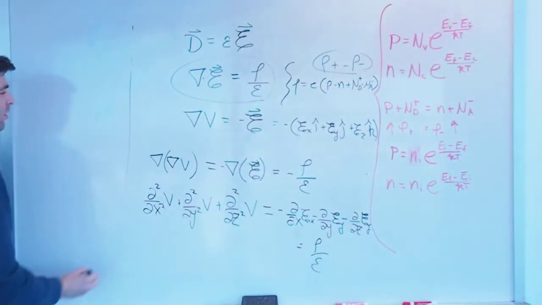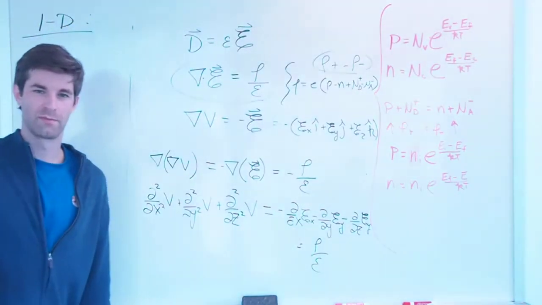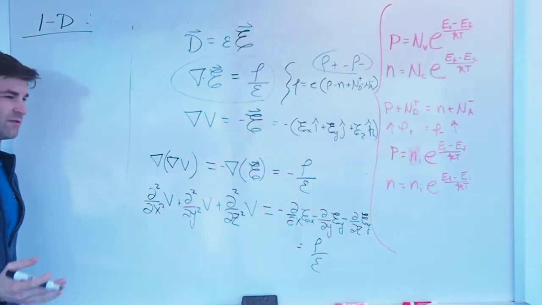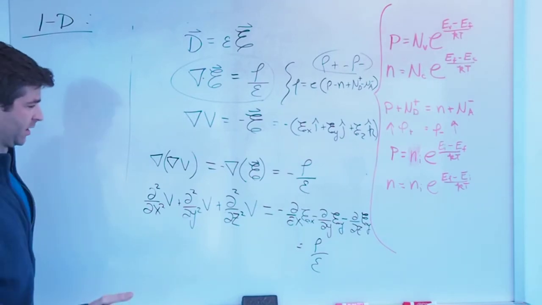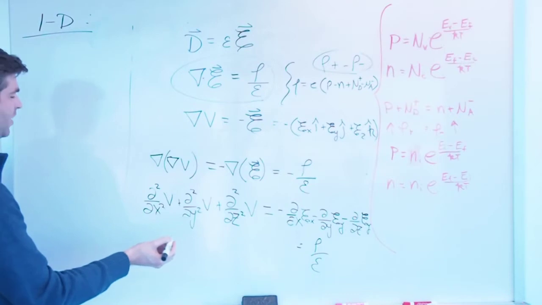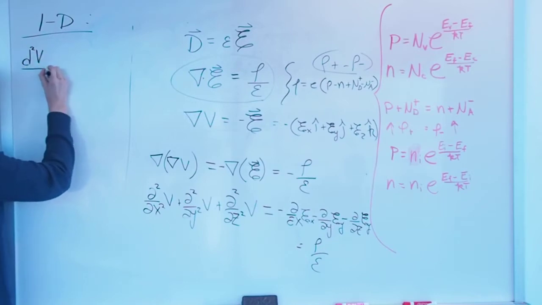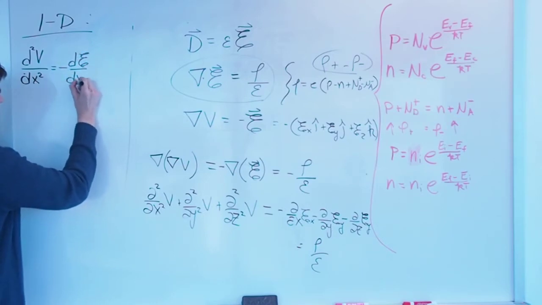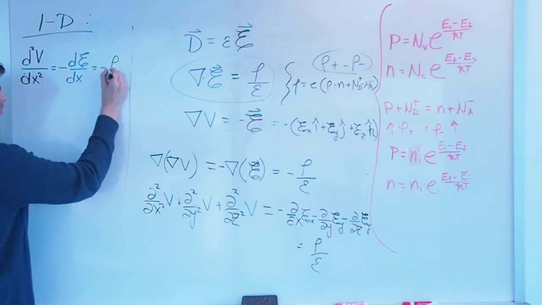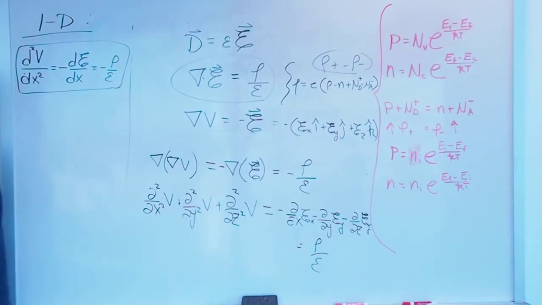But what if we just are concerned with one dimension? That's really all we're going to be dealing with, just one-dimensional semiconductors for now, just to derive these general expressions, to get at least a decent idea of what's going on here. If we do it just in terms of x, well then I can rewrite this as d squared V over dx squared is equal to negative dE over dx, which is equal to negative rho over epsilon, just like that. And this is our one-dimensional Poisson equation.